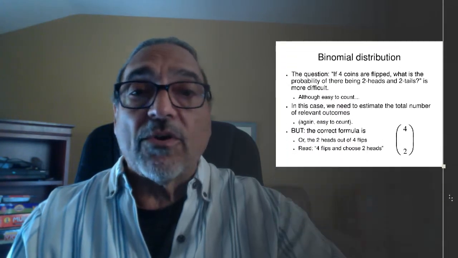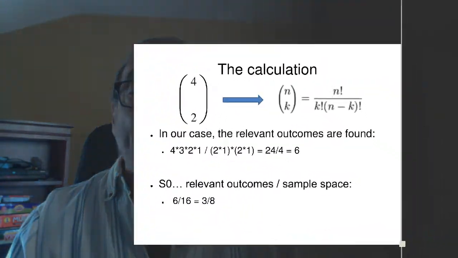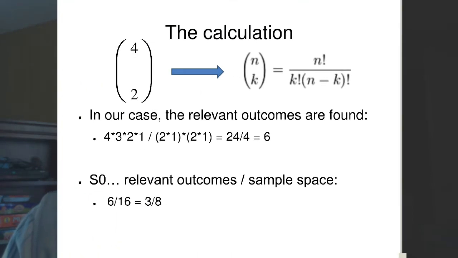And in order to show you the mathematical expansion, the calculation is very simply the total number of flips, which is 4 factorial. Remember, 4 factorial is just 4 times 3 times 2 times 1. It is all the integers below the numerical value of n, divided by k factorial, times the quantity n minus k, again factorial.